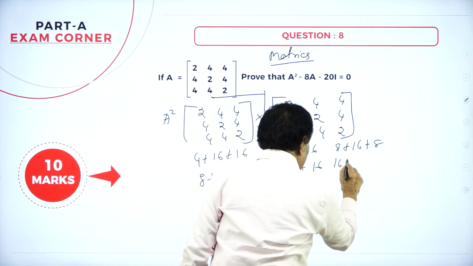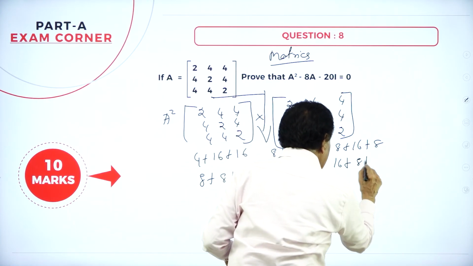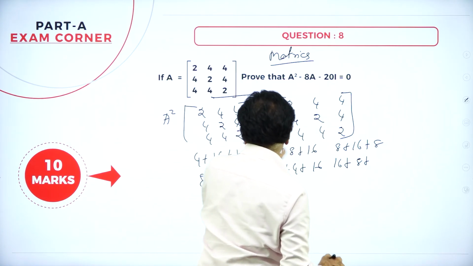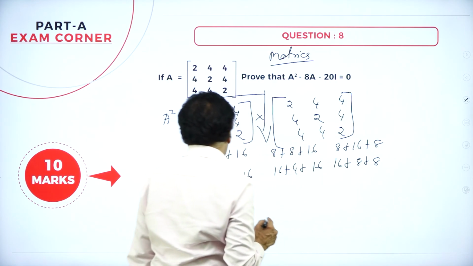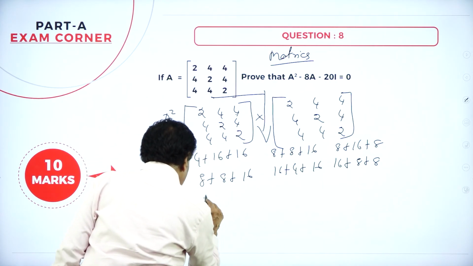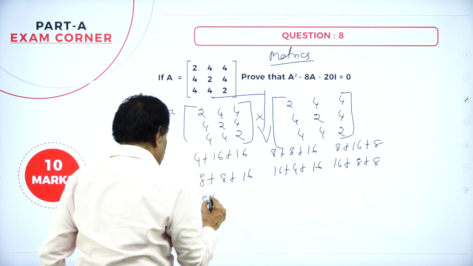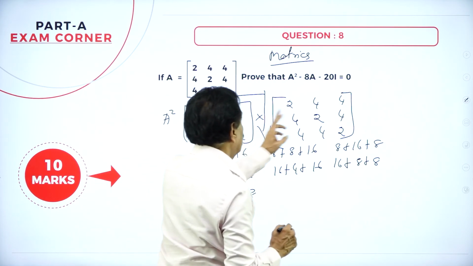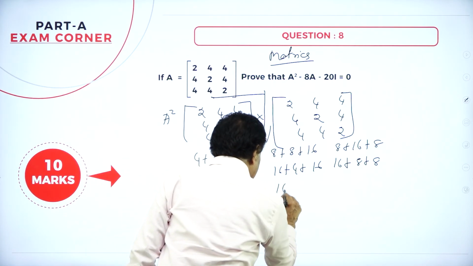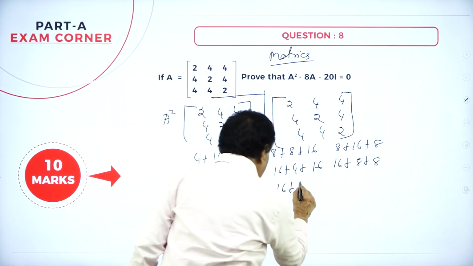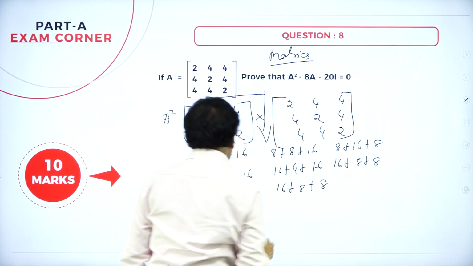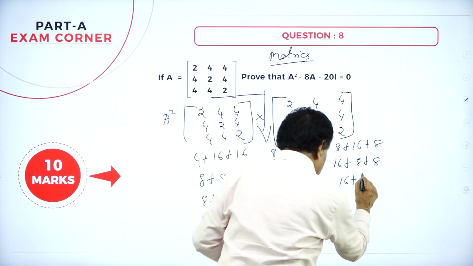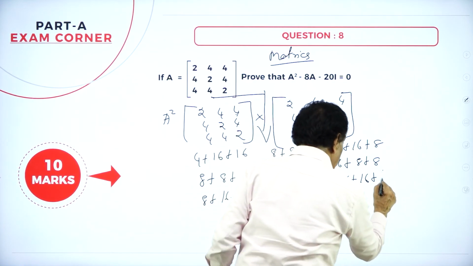Come back to third line. 4 4s are 16, 2 4s are 8, 4 2s are 8. Third line, last line. 4 2s are 8, 4 4s are 16, 2 4s are 8. Then come back to second line. 4 4s are 16, 4 2s are 8, 2 4s are 8. Come back to last line. 4 4s are 16, 4 4s are 16, 2 2s are 4.